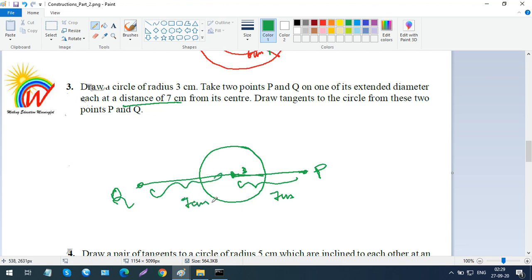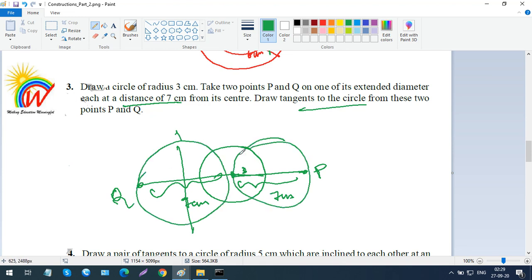Now they are asking you to draw the tangent. So again you are going to repeat the first question as usual. You divide this into 2 parts and then you draw the circle again. Here also you draw the circle again, right? And then you join the tangents. So you will get 2 tangents from each, 4 tangents, like this.